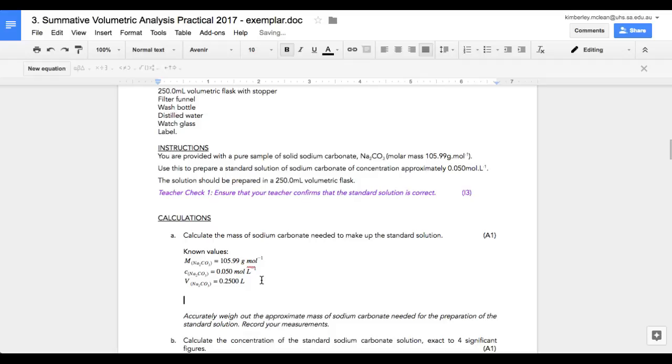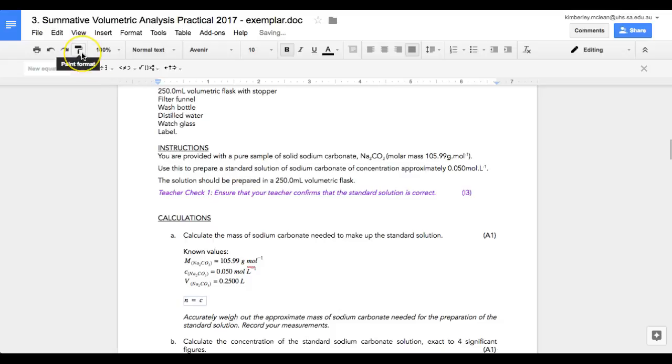Now we need to make it clear which equation we're using to relate those values in order to calculate first the number of moles and then the mass of sodium carbonate that is required. So again, insert an equation, and this time we're going to acknowledge that n is equal to c. We're not going to use the X button here because it gives a fancy alpha version of the X. We're going to insert the mathematical symbol, multiplication sign, and then capital V for volume.